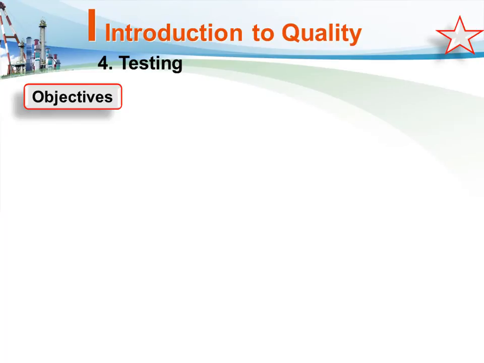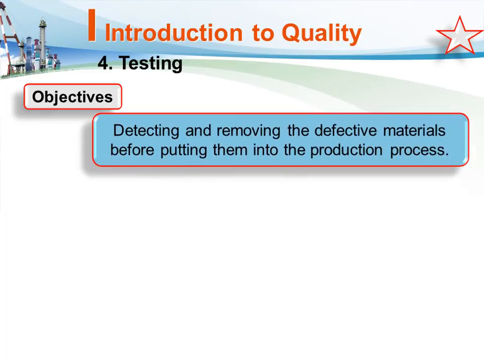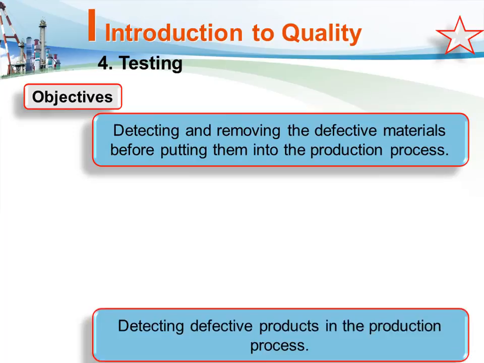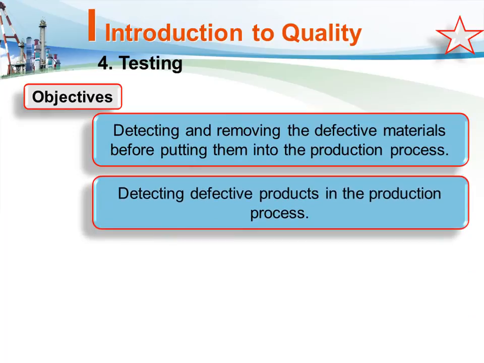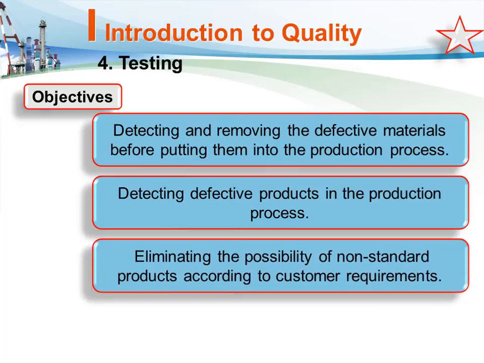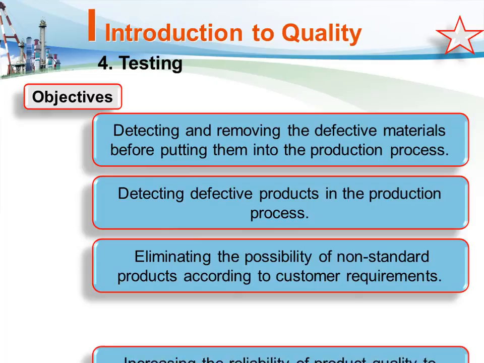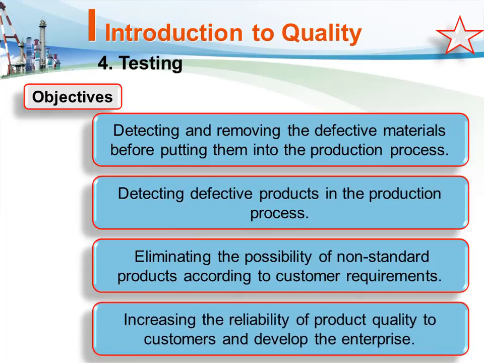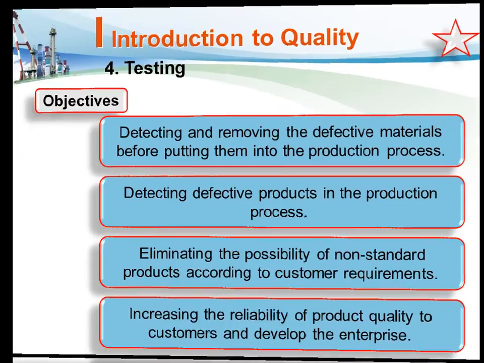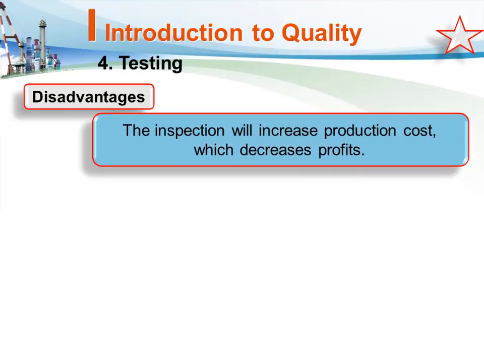Objective of testing quality. Detecting and removing defective material before putting it into the production process. Detecting defective products in the production process. Eliminating the possibility of non-standard products according to the customer requirement. And finally, increasing the reliability of product quality to customers and developing the enterprise.